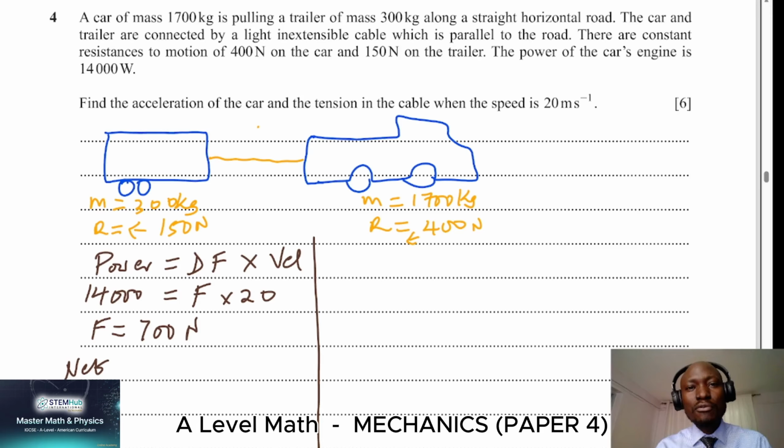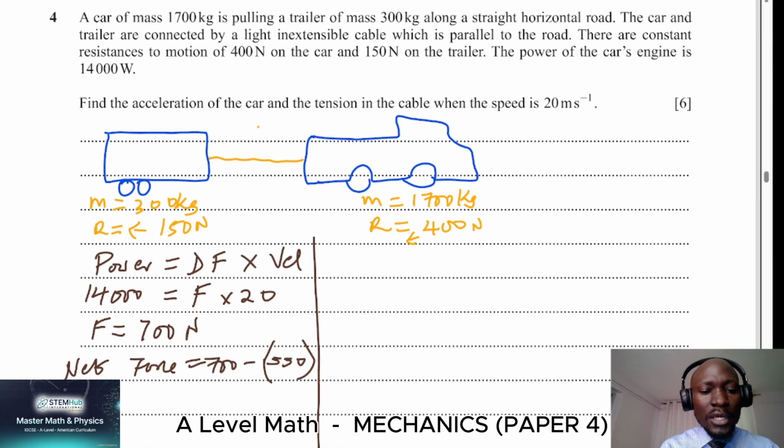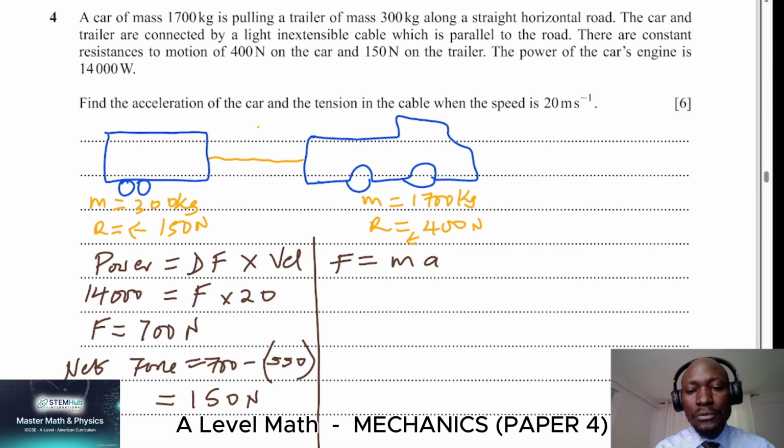We need to find the net force now, because we also have resistances. Resistance is trying to pull back the driving force. So the net force moving forward will be 700 minus the total resistance, that is 150 plus 400, which is 550 newtons. So the net force moving forward will be 150 newtons, because 700 is moving forward, 550 is pulling backward. So from Newton's second law of motion, we know that force is equal to mass times acceleration.